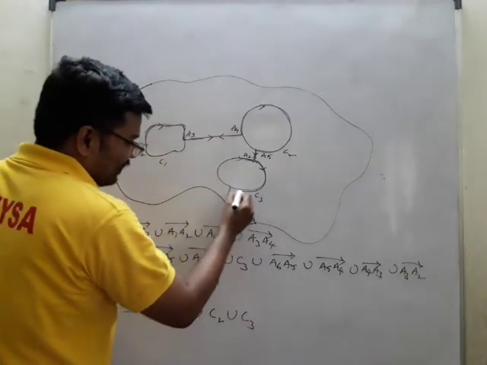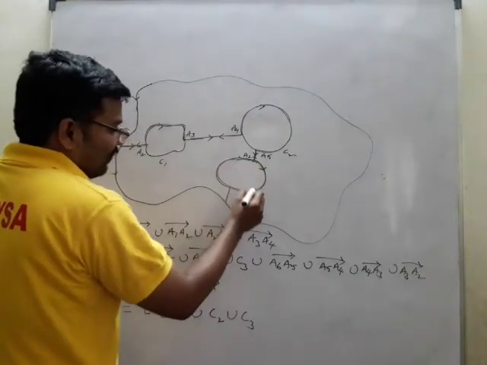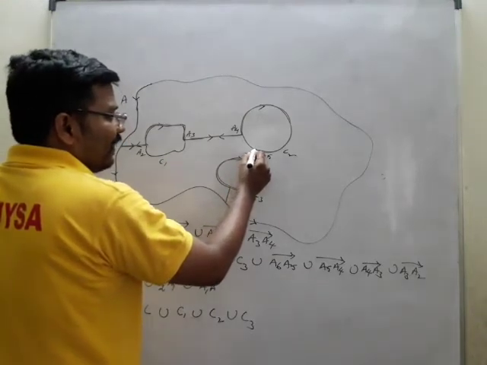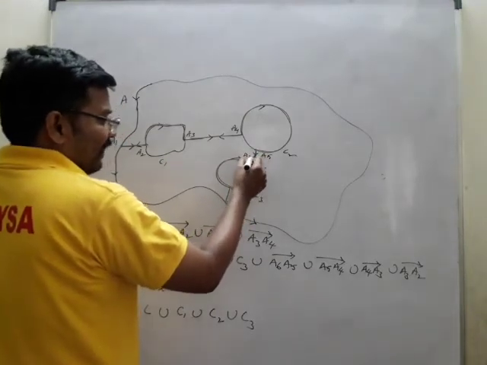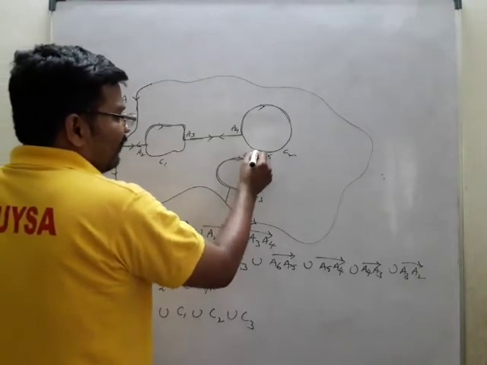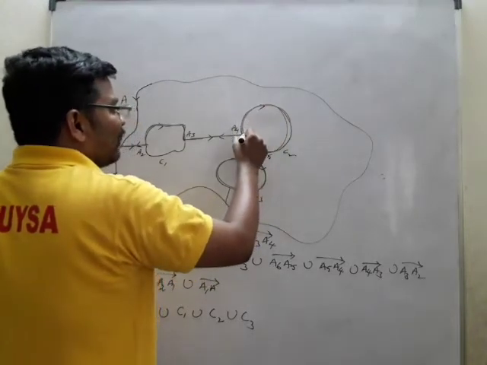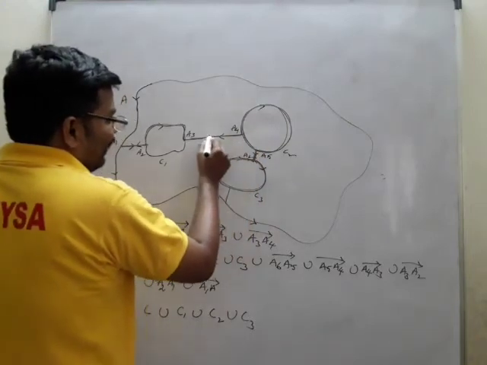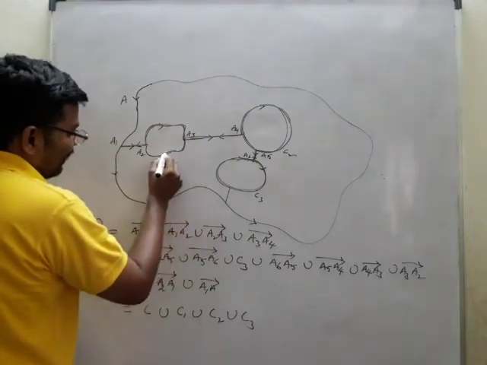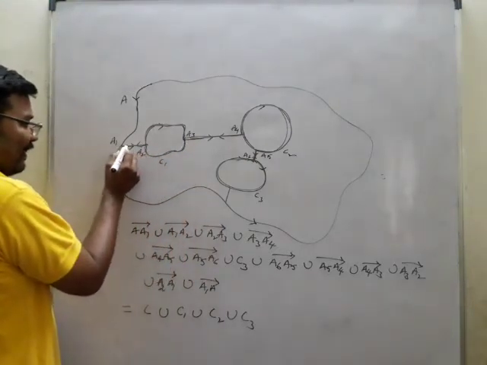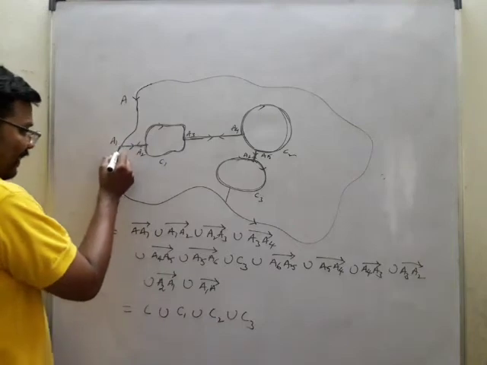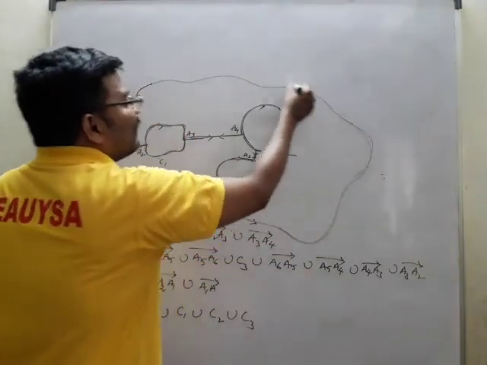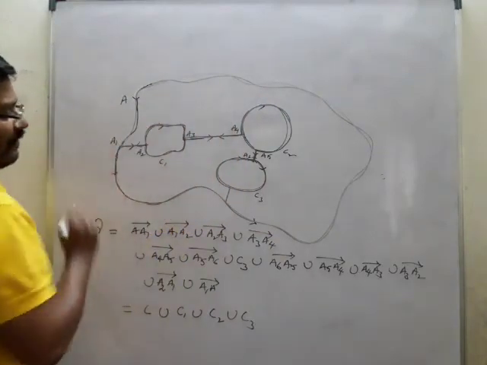A6 to again C3. C3 to again what we got? A6. A6 to A5. A5 to A4, total circle finished. A4 to again A3. A3 to again A2. A2 to again A1. A1 to again like this, total you get A.